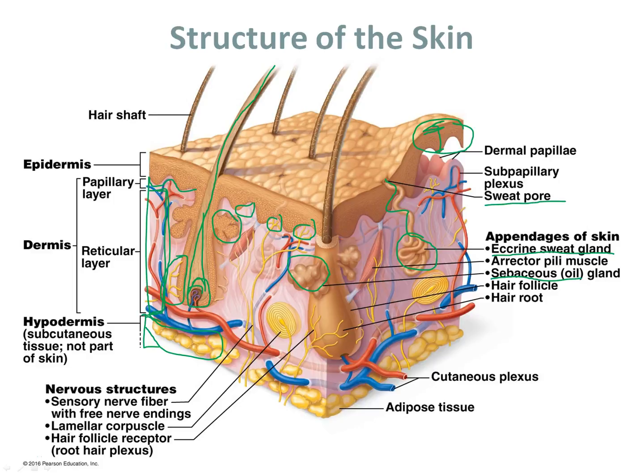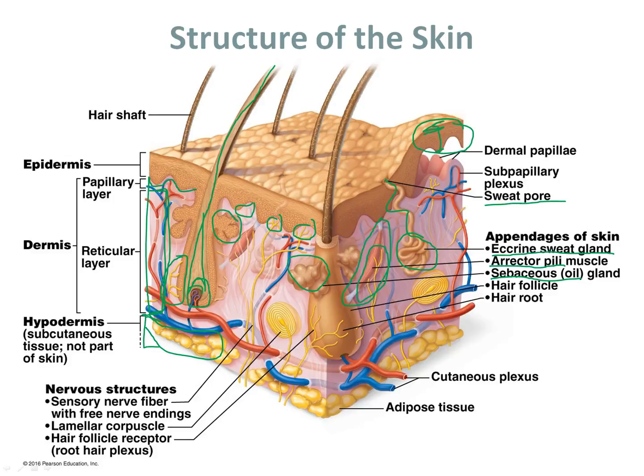We have erector pili muscles. This muscle right here is what gives you goosebumps and makes your hair stand on end. Notice that there's a nerve going to that muscle so that our nervous system can tell the muscle when to contract. So erector pili muscle, sometimes you'll also see this as a piloerector muscle. Same muscle, just 2 different versions of the name.